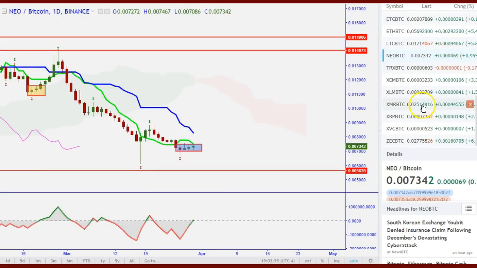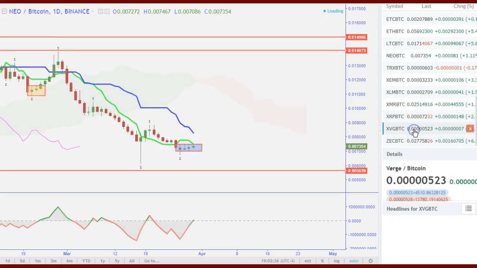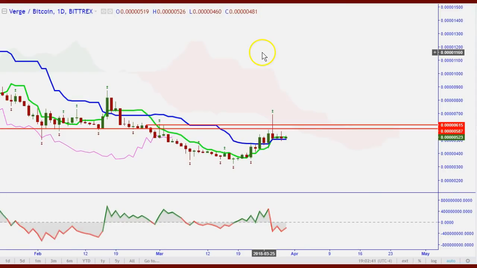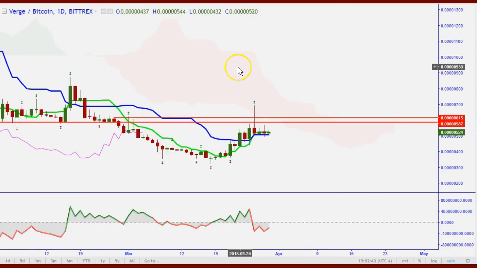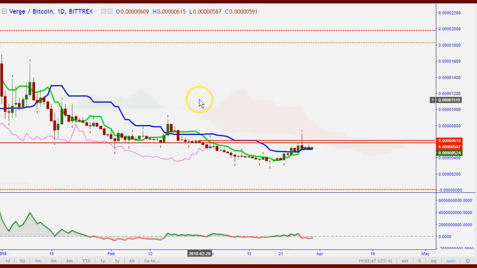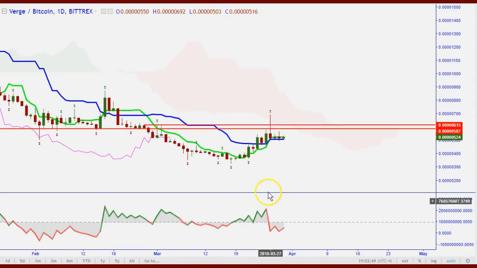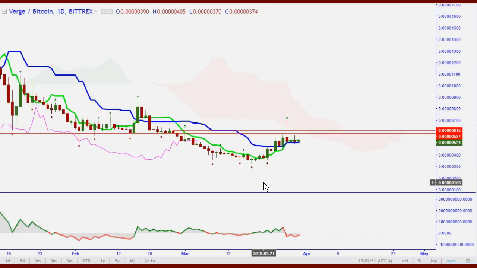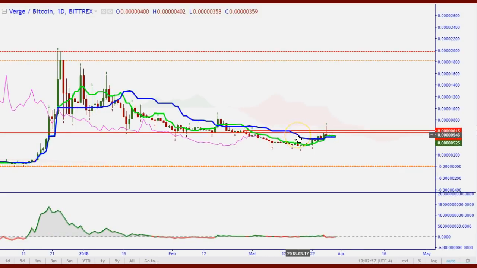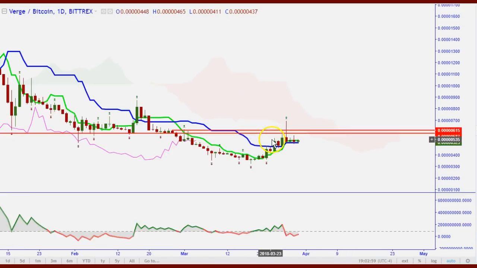So we're going to look at our last pair. It's going to be the Verge Bitcoin. All right. So let's go to, we're on the daily. And I wonder why I wanted to really look at this thing here. We got a big rejection of this resistance level. All right, so that's what I was looking at.